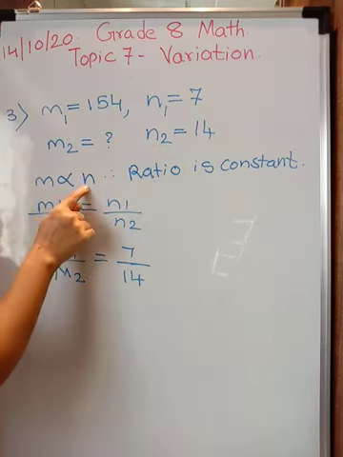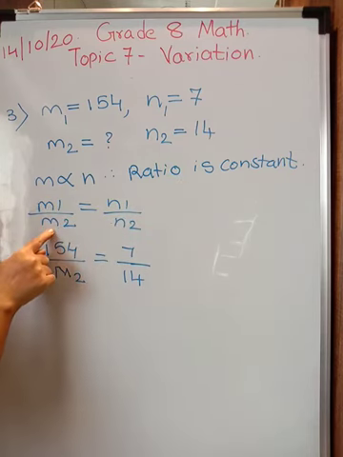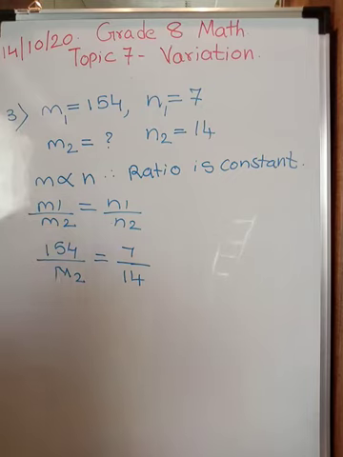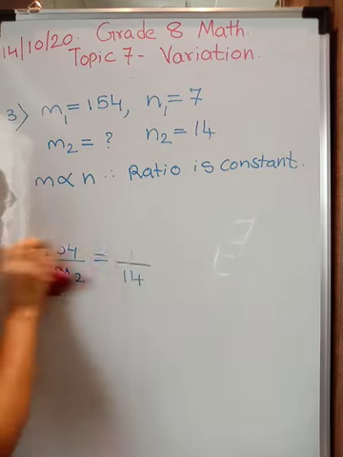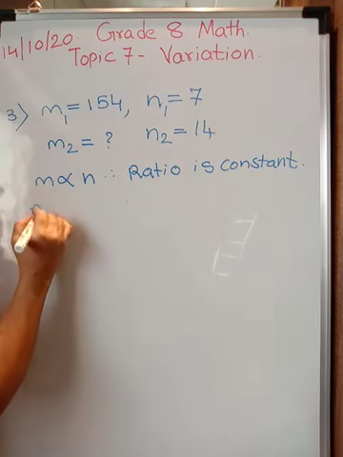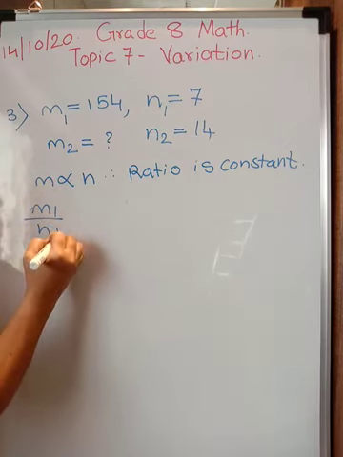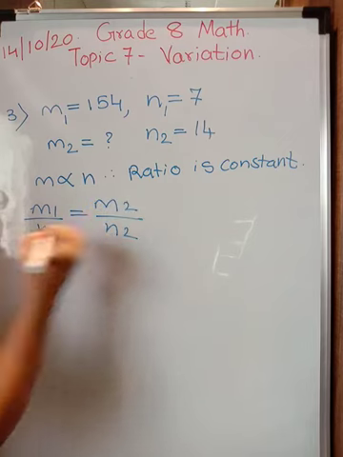You know that they are in direct proportion, so the ratio will be constant. So M1 upon M2 will be equal to N1 upon N2. Now see how this ratio is coming, I will tell you. Or you can write it the other way around. You know that the ratio is constant. Which ratio? M1 upon N1 is constant, so that will be equal to M2 upon N2. This will be easy for you to remember.